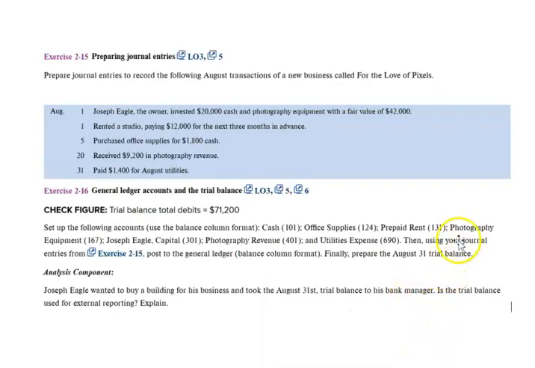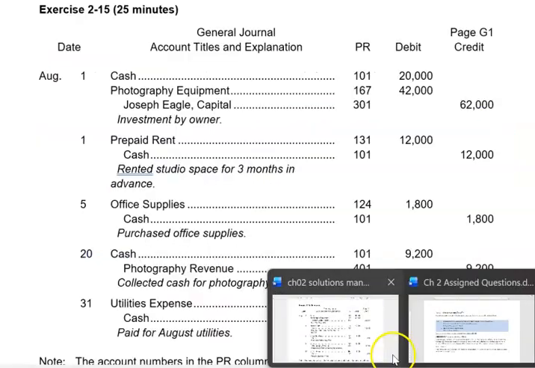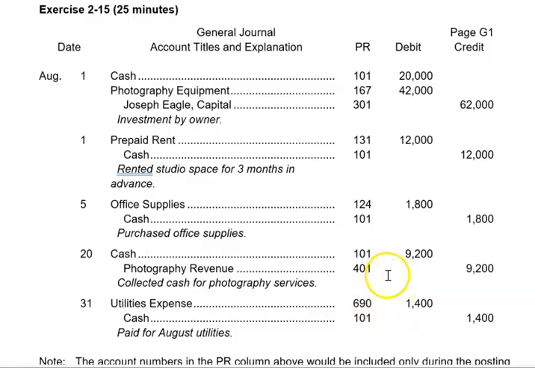So the next one on August 20th, we received 9,200 in photography revenue. It didn't say on credit, so where we received it, we can assume that it's cash. Okay, so we have an increase in our asset called cash of 9,200 and our cash account number is 101. And we have photography revenue because we provided that service of 9,200. And the description is collected cash for photography services.